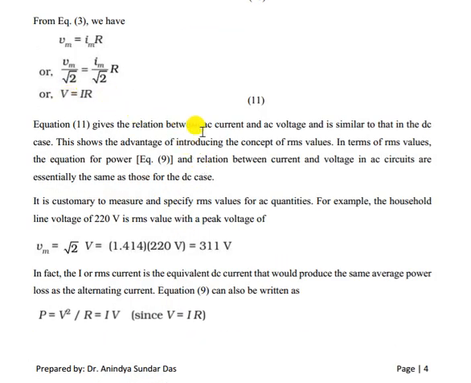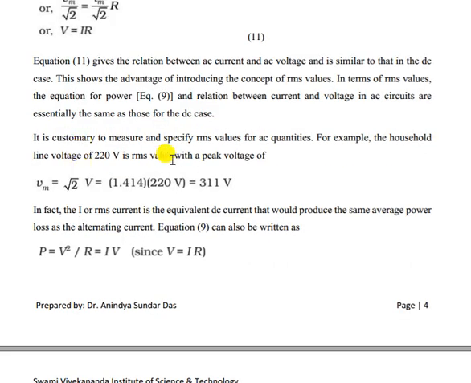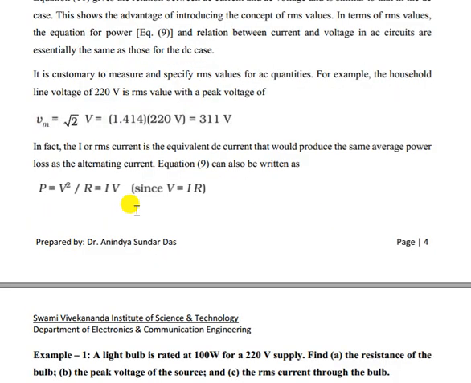So this equation gives AC current and AC voltage and is similar to that in the DC case. Suppose, for example, in the household line the voltage of 220 volt is the RMS value. Then the peak voltage is Vm equal to root 2 into V, that is 311 volt. So in case of AC, unless it is stated otherwise, that value is always the RMS value. Now again we can write P equal to V squared by R or IV.